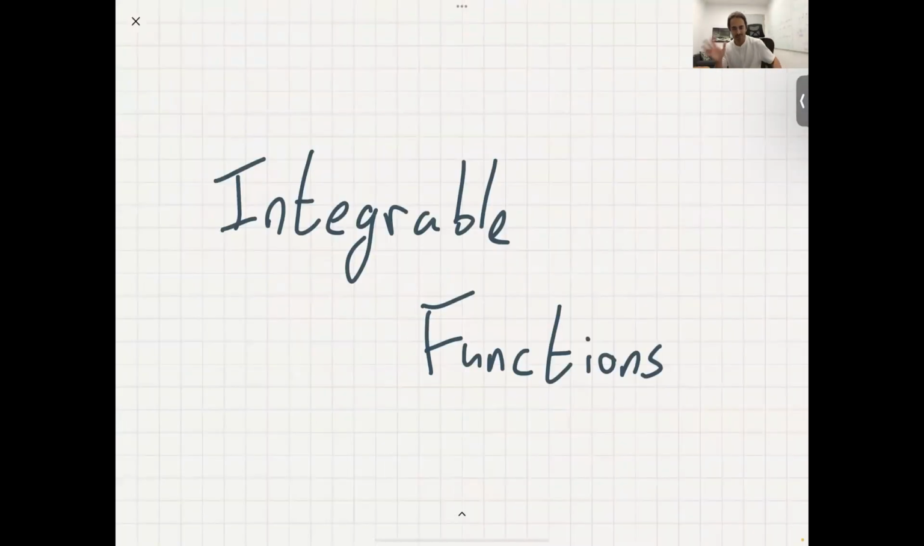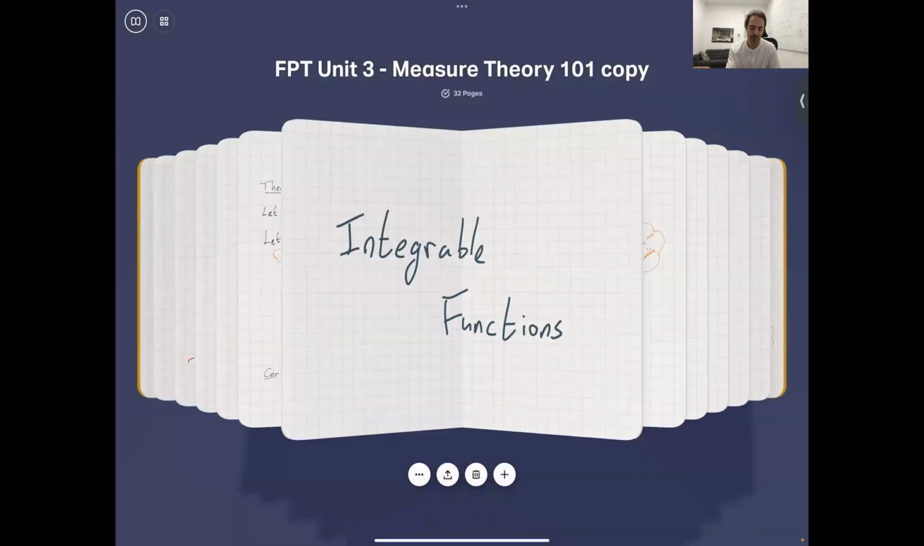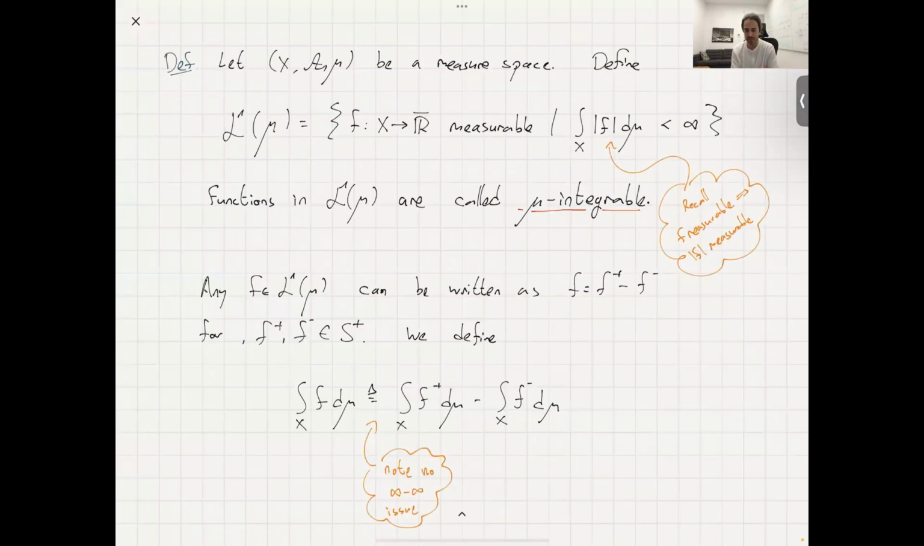Okay, so far we have defined the Lebesgue integral. We started with characteristic functions, simple functions. We moved to non-negative measurable functions, and now we are ready to close the gap and define Lebesgue integrability for general measurable functions. Almost, we need one technical thing, but it's a very minor assumption.